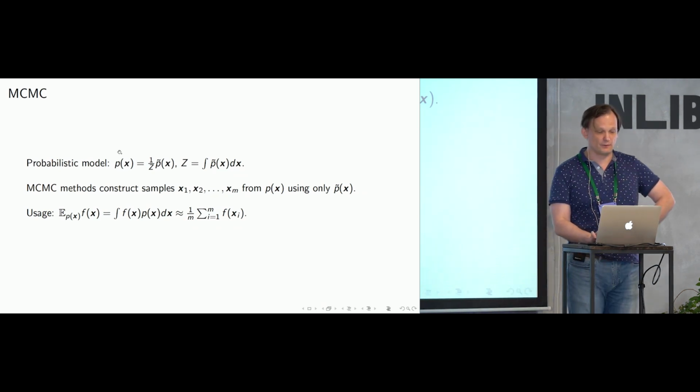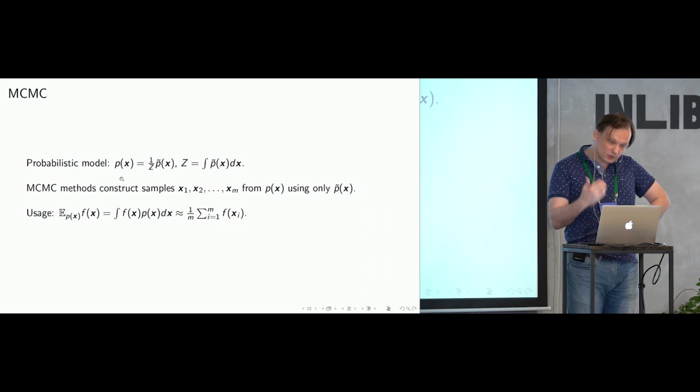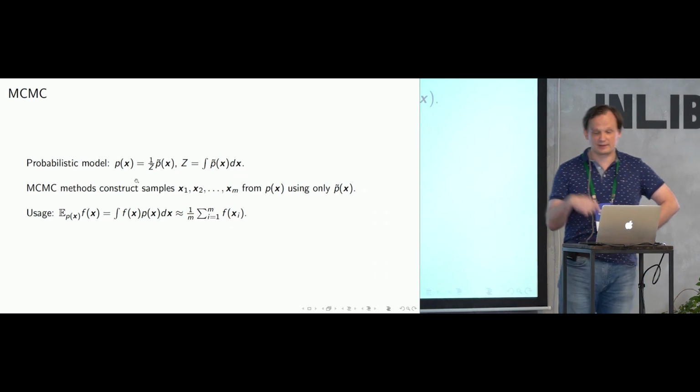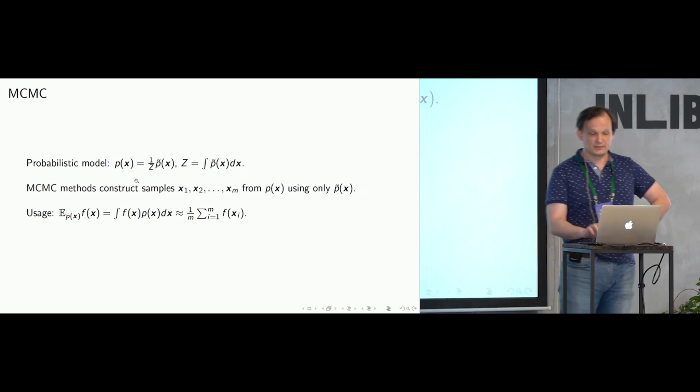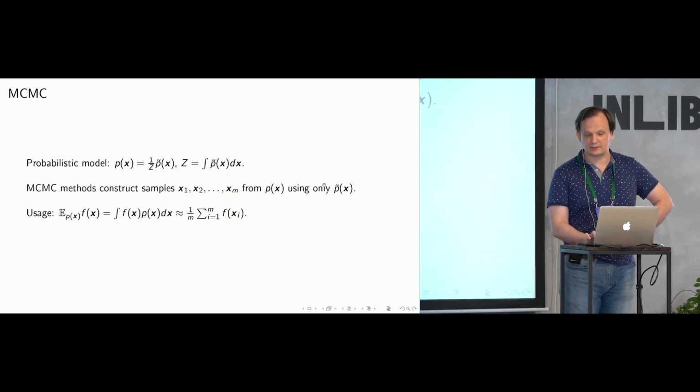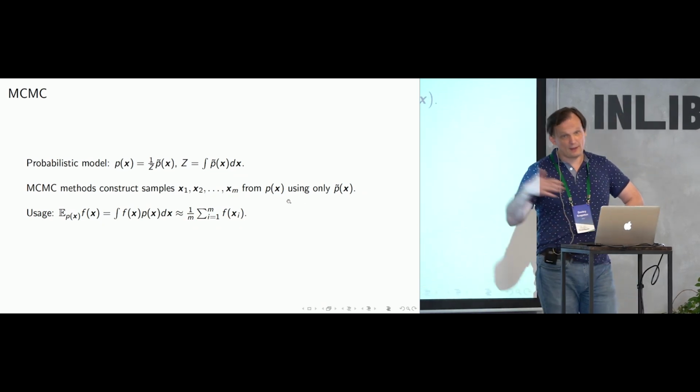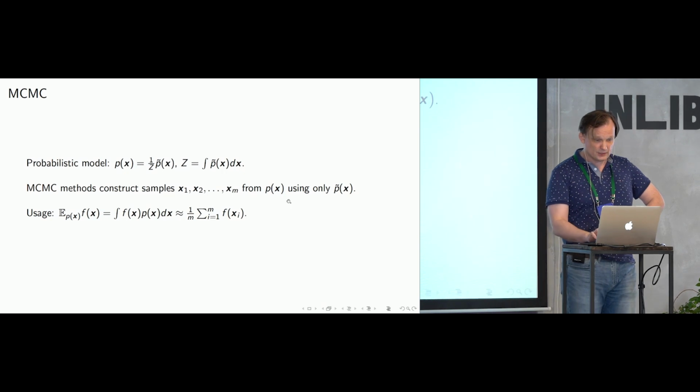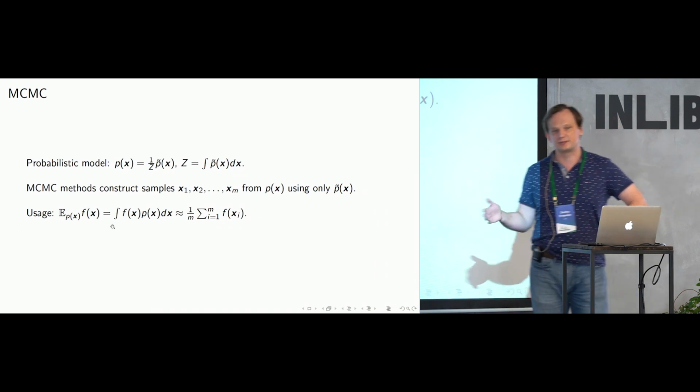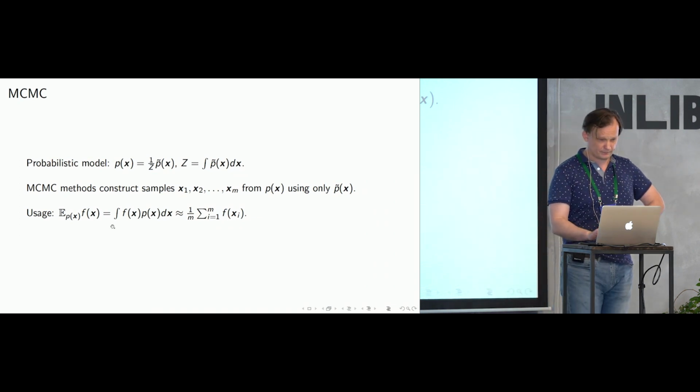So our setting is the following. We have a distribution that we know only up to a normalizing constant. So we have access to p tilde. And our Monte Carlo method is going to construct samples from this distribution using only access to this p tilde. And if we have a set of samples, we for sure can estimate almost any statistics we want with respect to the distribution by just averaging the statistic f over this sample. So it is a very simple thing.